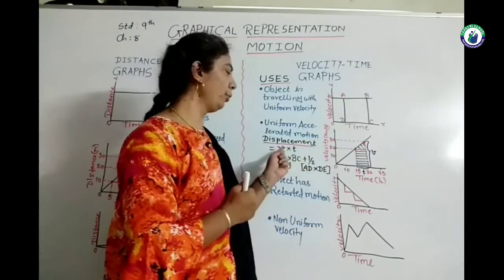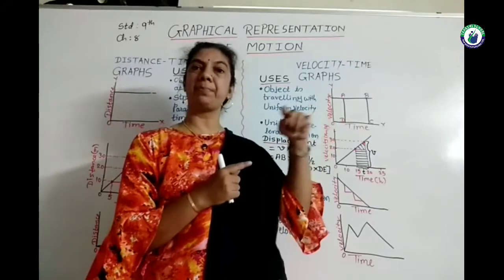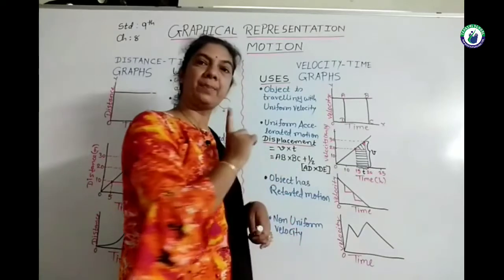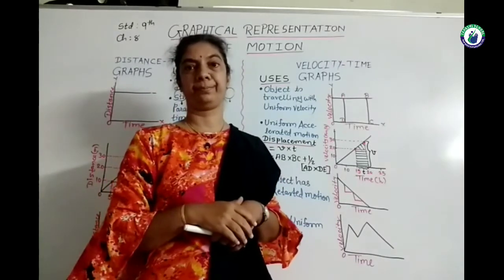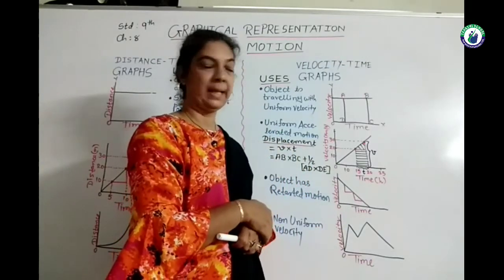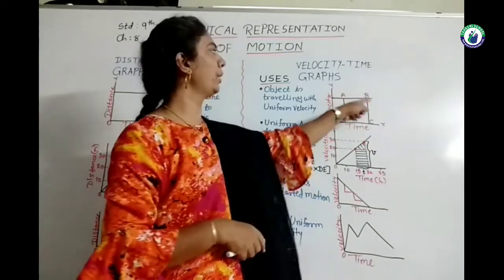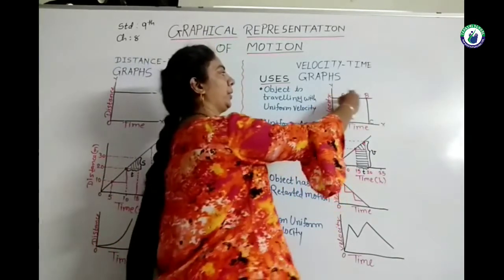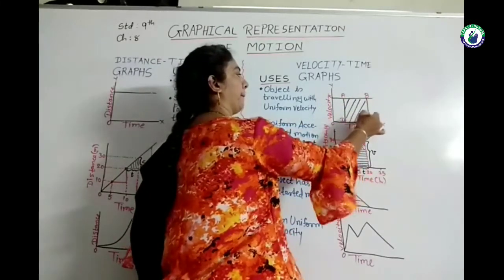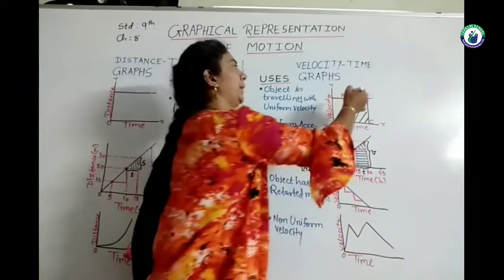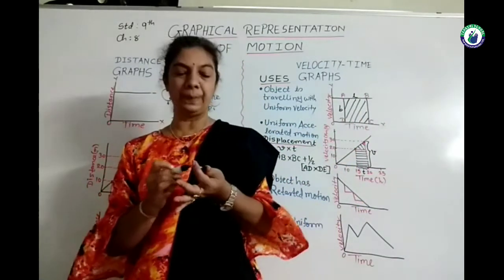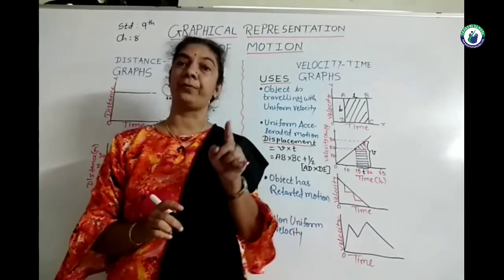We have the formula of velocity as displacement upon time. From that, if I make displacement the subject, I will get velocity into time. For velocity into time, you can see over here that this velocity multiplied by time means I will get this big rectangle. You can consider that this is the length and this is the breadth. So length into breadth gives us the area of that rectangle.